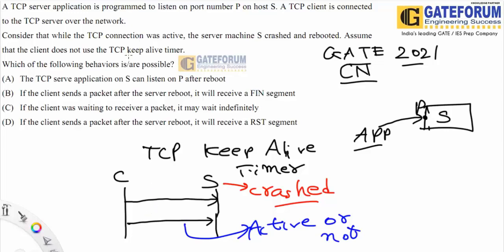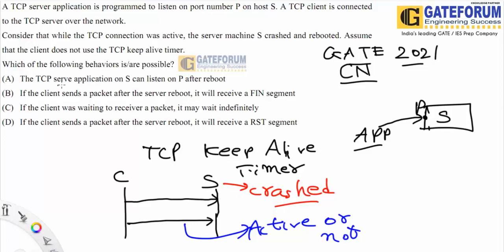So now we need to take into consideration that the TCP keep alive timer is not present in the client, and we need to identify which of these behaviors is possible. Okay, it is an MSQ, so we can have multiple options also. So everybody try to understand the question once again by pausing the video. Okay, let's go towards each and every option one by one.